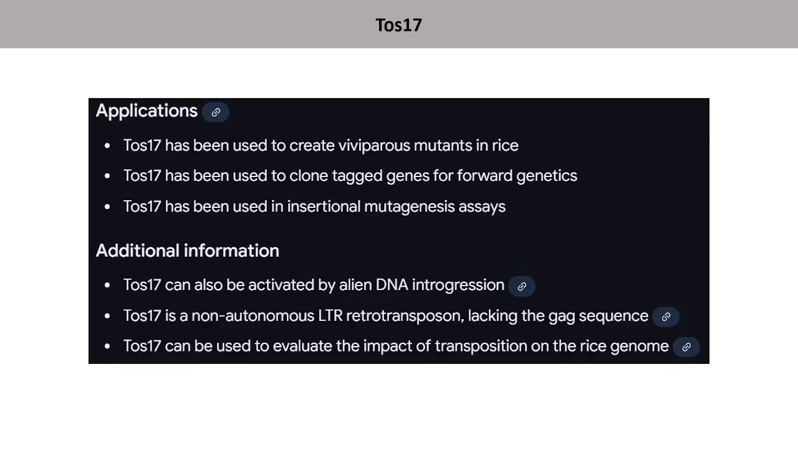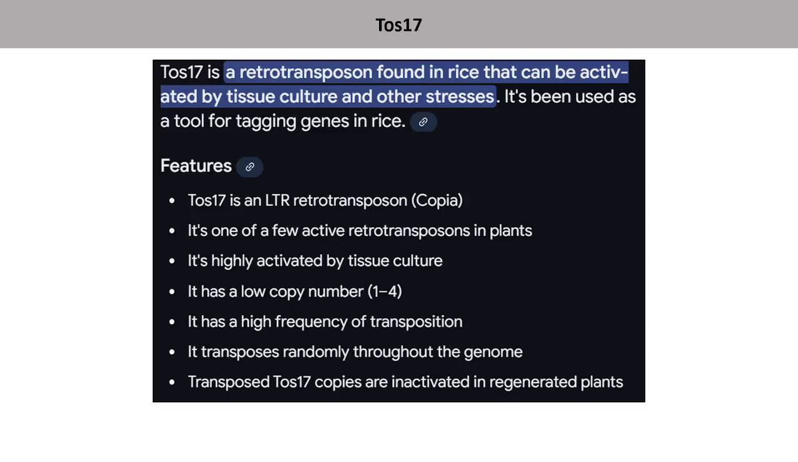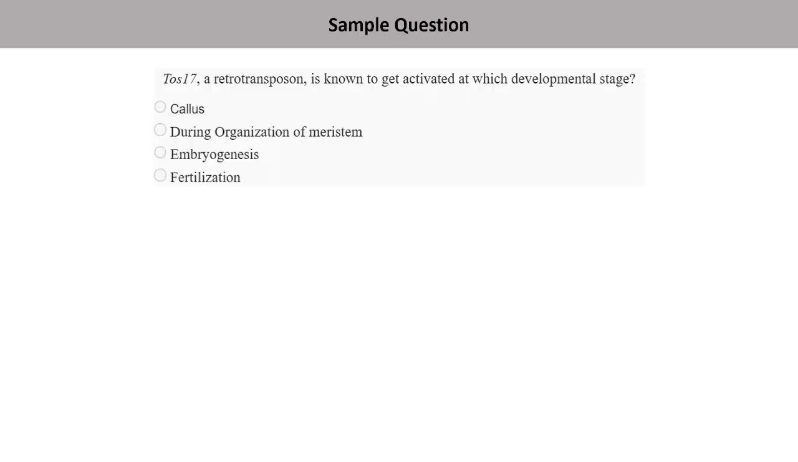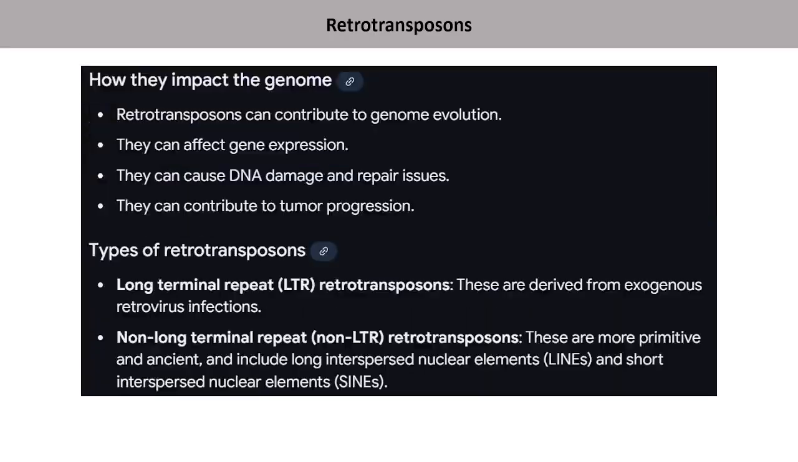So, coming back to our question, the way I told you that TOS17 will majorly get activated by tissue culture. So using this line, the question was that it is known to get activated at which developmental stage. Now, because we are talking about tissue culture stage, I told you that the most important stage in the tissue culture will be callus formation. So therefore, the answer to this question is callus. Okay, so TOS17 or retrotransposon is known to get activated at callus stage. Okay, I hope this question is clear. We'll move ahead to the next question.